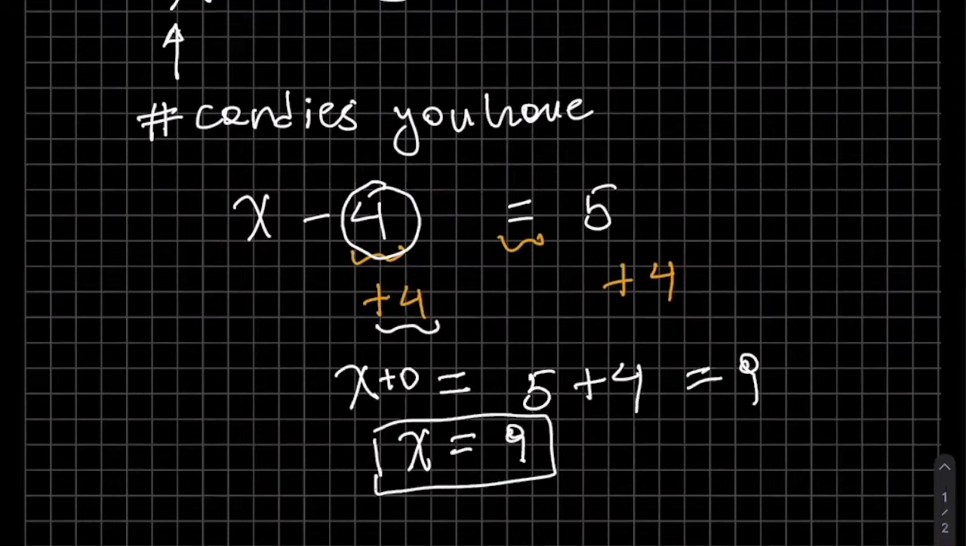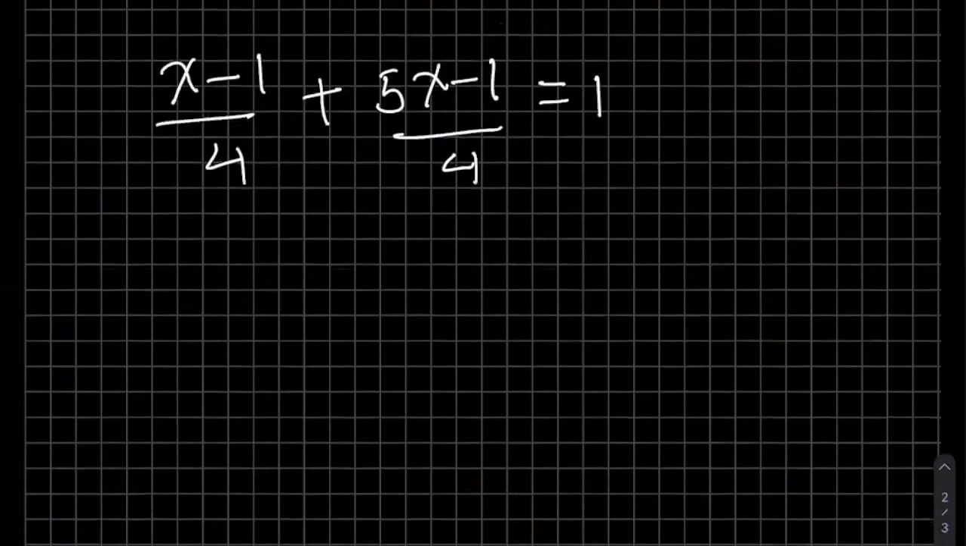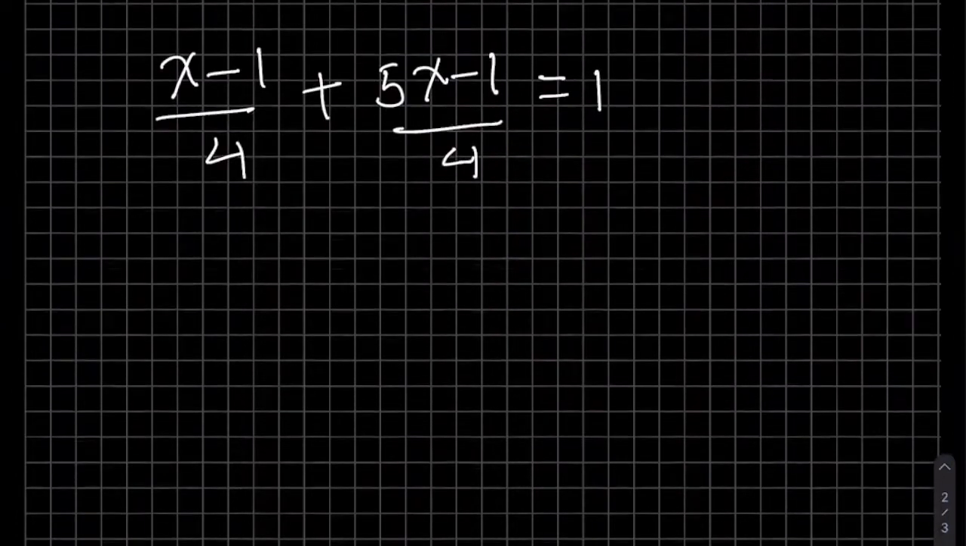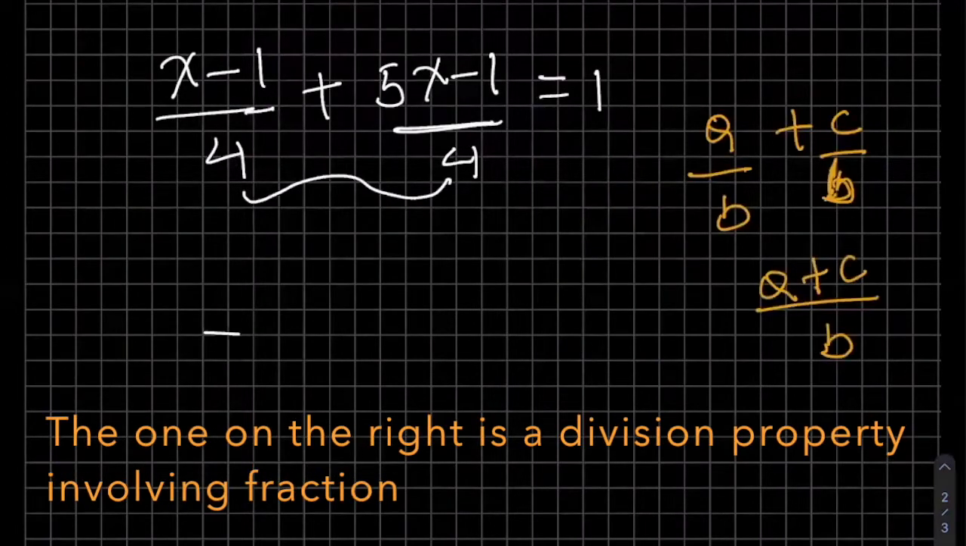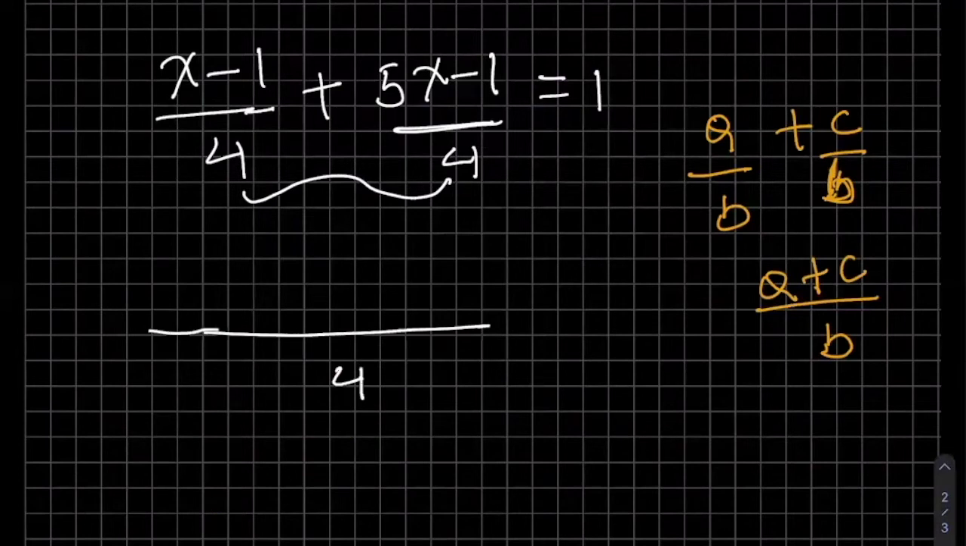Let's try another example. We have x minus 1 over 4 plus 5x minus 1 over 4 is equal to 1. First, we have a division in here. We can take the 4 and add, because there is an addition in here. We can put x minus 1 plus 5x minus 1 is equal to 1.